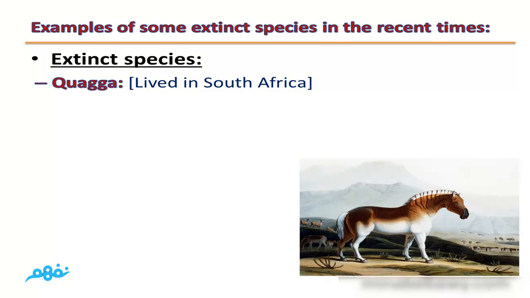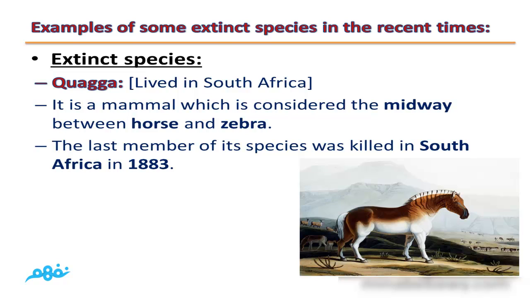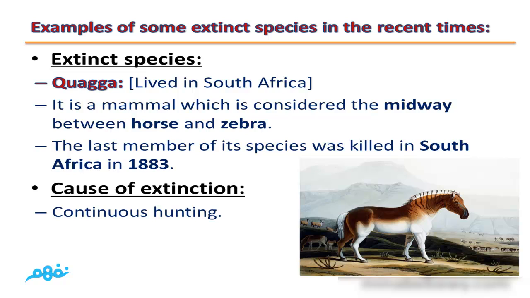The third extinct species is the quagga, which lived in South Africa. It is a mammal which is considered midway between a horse and a zebra. The last member of its species was killed in South Africa in 1883. Cause of extinction, continuous hunting.